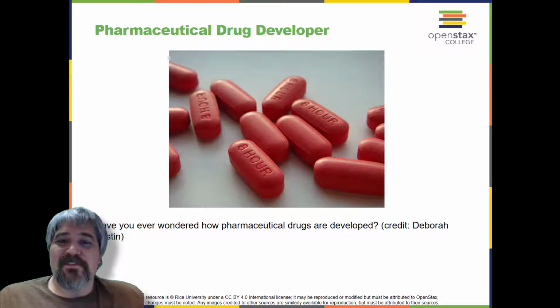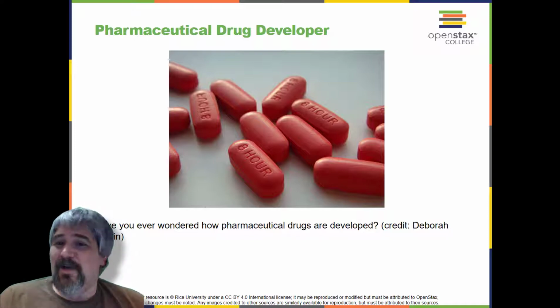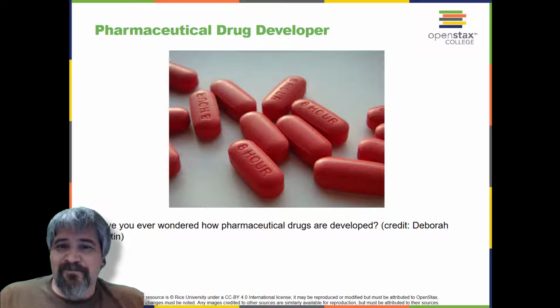Enzymes are key components of metabolic pathways. Understanding how enzymes work and how they can be regulated are key principles behind the development of many of the pharmaceutical drugs on the market today. Biologists working in this field collaborate with other scientists to design drugs.